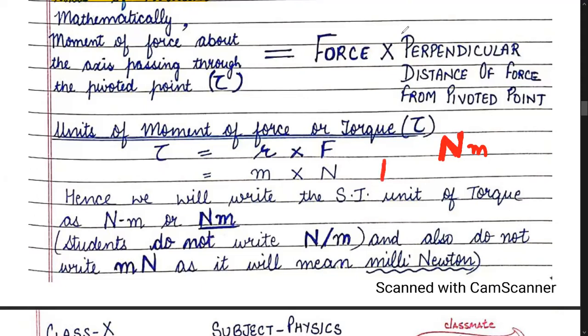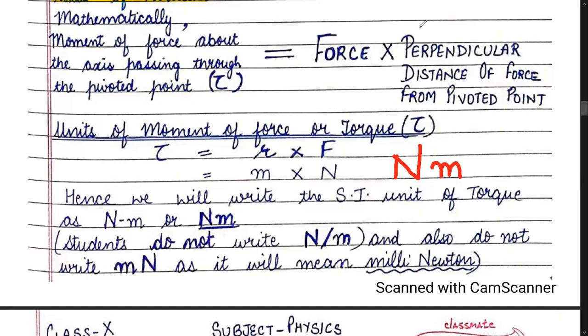Children, since you have a habit of writing meter per second square, similarly, kindly don't write Newton per meter. This is wrong. It is not division. It is not Newton per meter. Rather, it is Newton multiplied by meter.